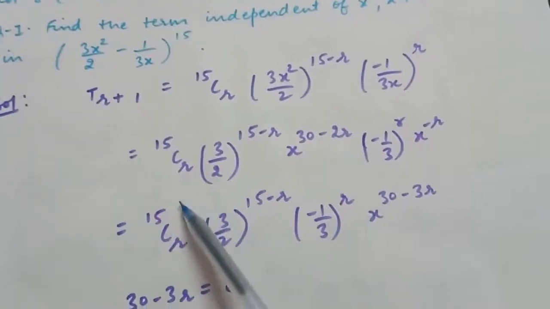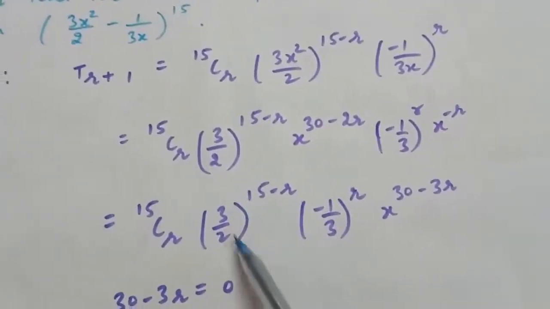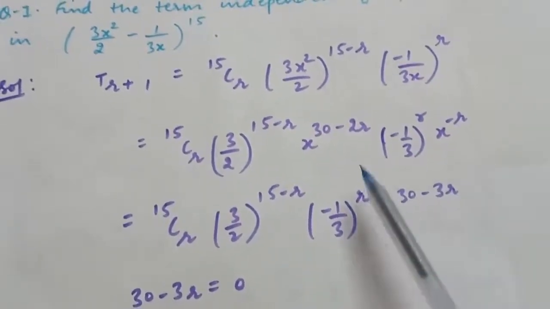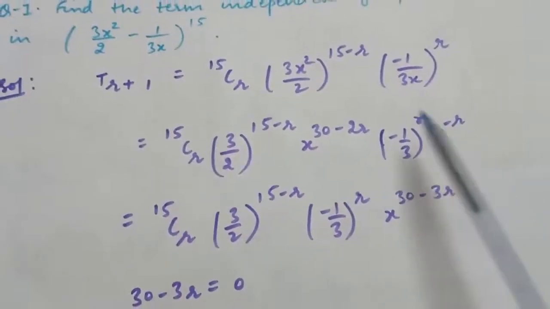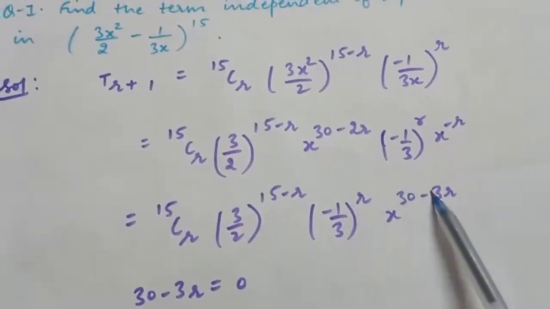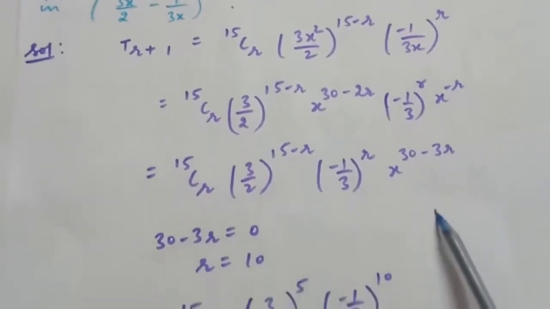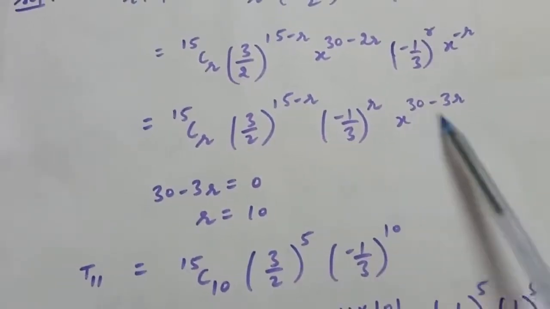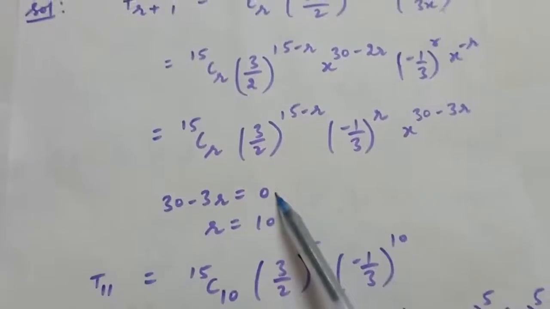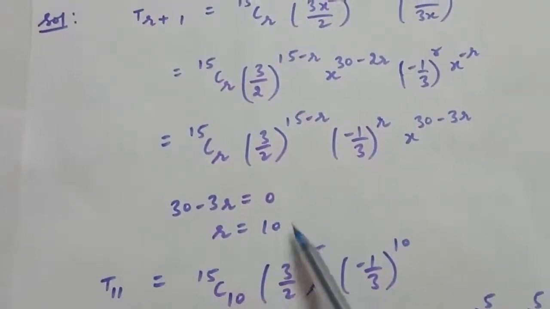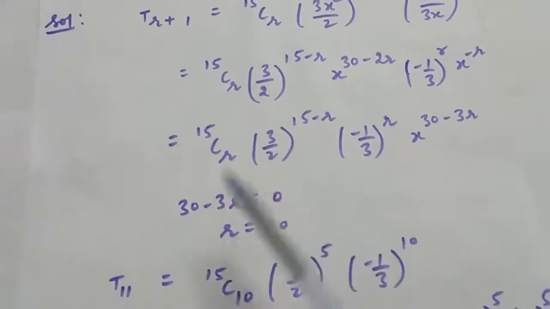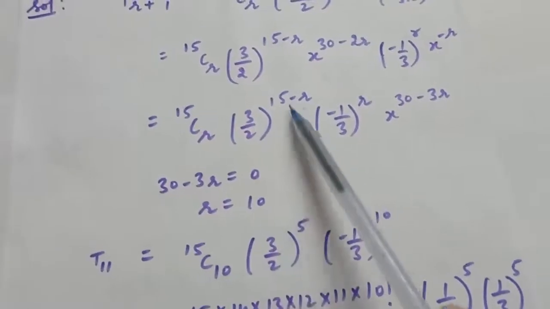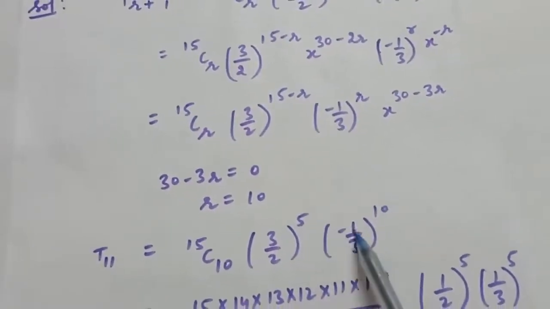Now this will be equal to 15Cr (3/2)^(15−r) (−1/3)^r, and base is same. So add the powers, x raised to the power 30 − 3r. Because we want to find the term independent of x, that is the constant term, for that the power of x should be equal to 0. So r is equal to 10. This r equals 10 you will put here. So T11 is equal to 15C10 (3/2)^(15−10) = (3/2)^5 into (−1/3)^10.